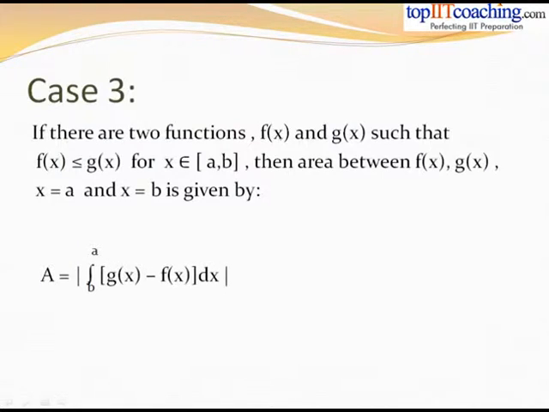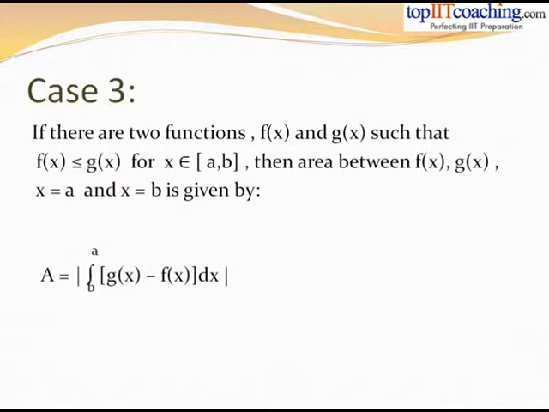The case number 3 is if there are two functions f(x) and g(x) such that f(x) is less than or equal to g(x) for x in the interval a to b. The area between these two curves and the lines x equal to a and x equal to b is given by A equal to modulus of integral of g(x) minus f(x) from a to b.